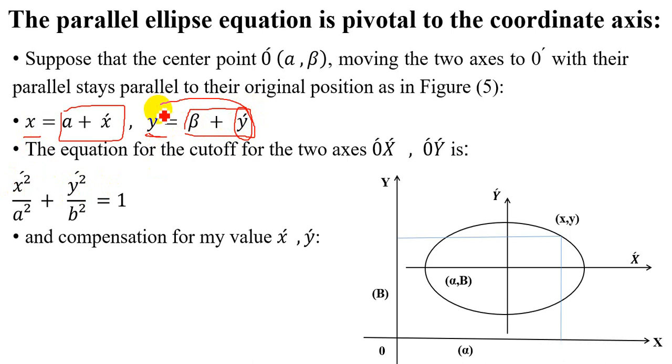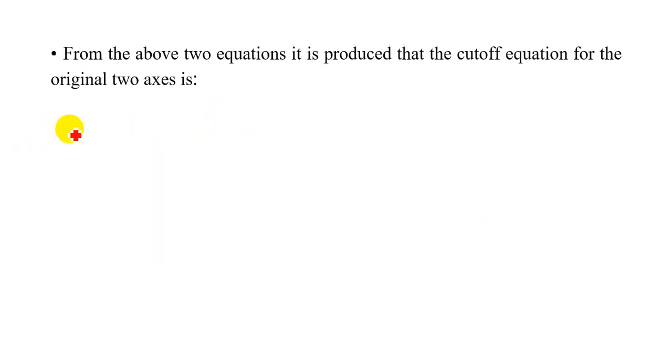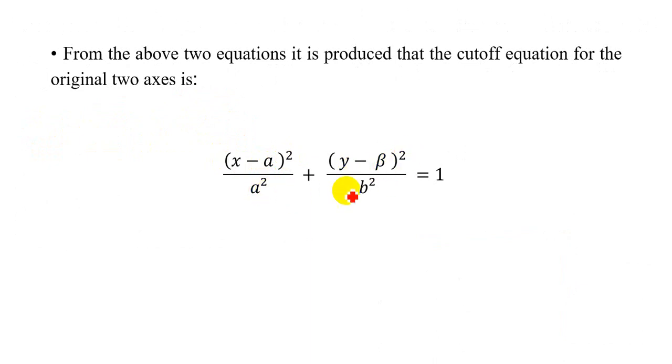And bring this one over. That means y dash equals y minus beta, and x dash will be x minus alpha, and it will be like that: x minus alpha squared, y minus beta squared over a squared and b squared.